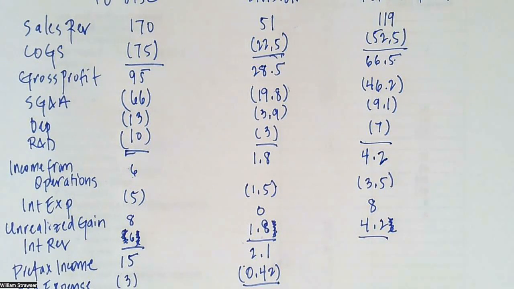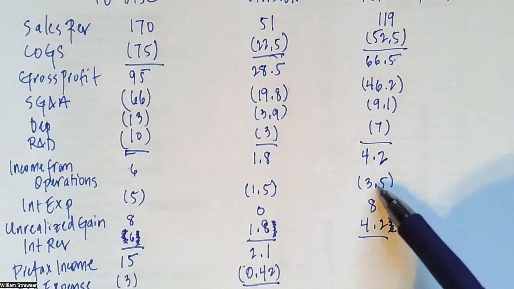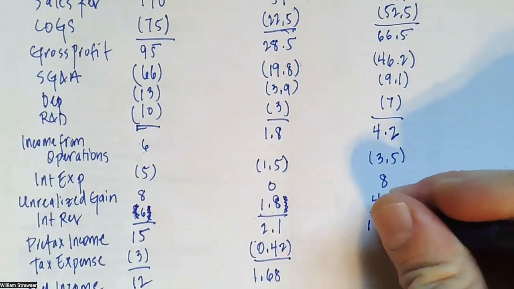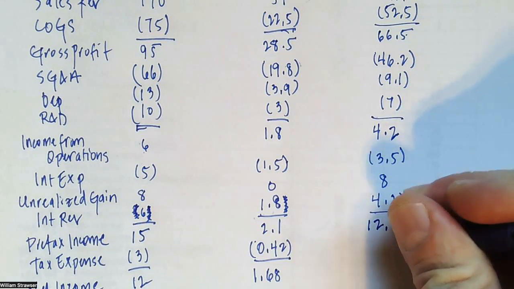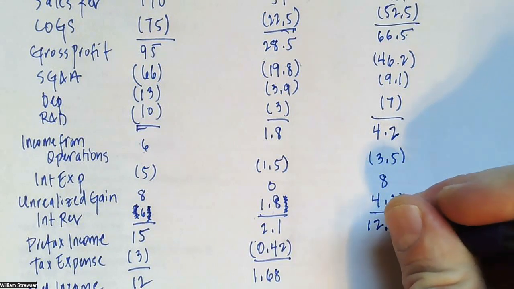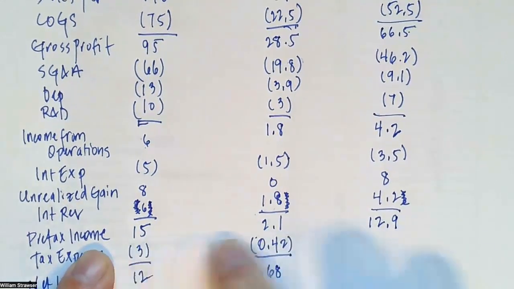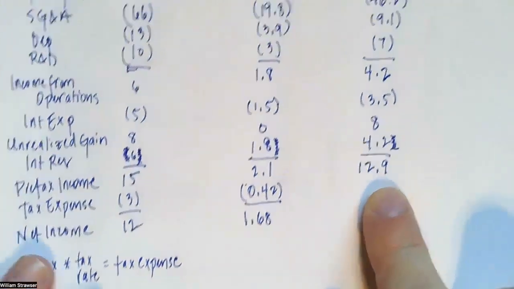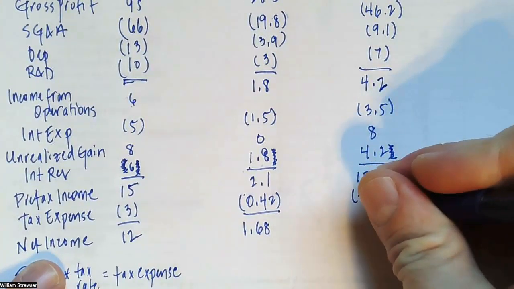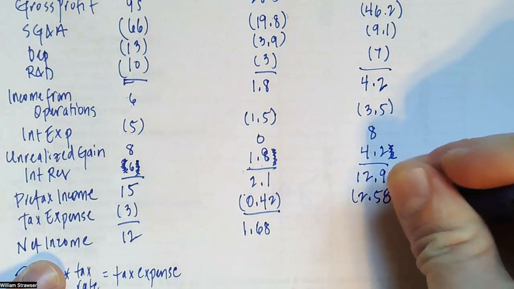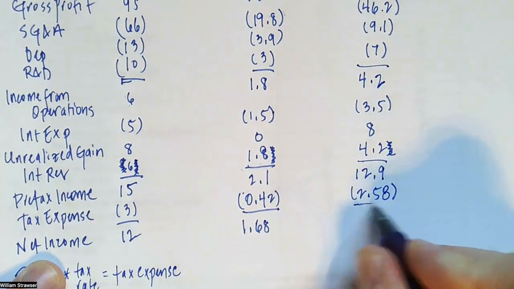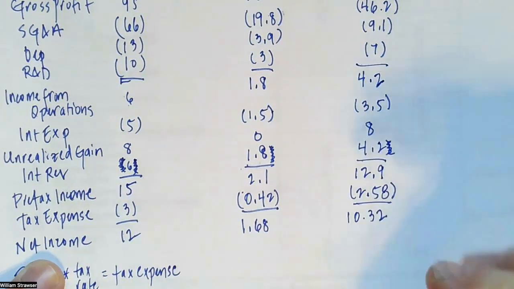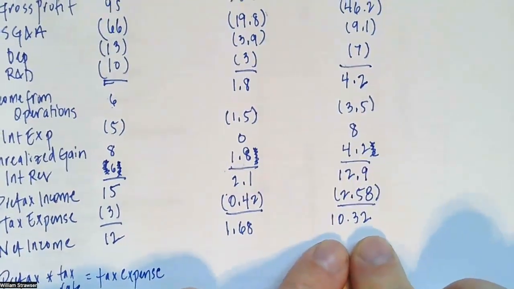Okay, so take 4.2, subtract 3.5, add 8, add 4.2. That gives me my pre-tax income for continuing operations of 12.9. Now, this pre-tax income, of course, we're going to apply this tax rate of 20%. That gets me a tax expense of 2.58 and a result of 10.32. So this would be the net income of the continuing operations.